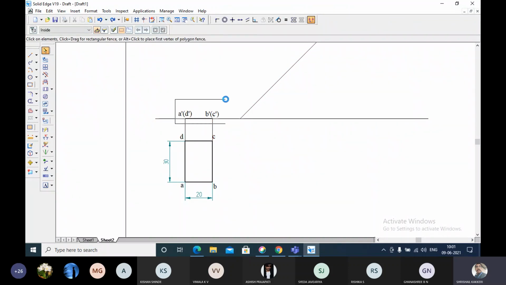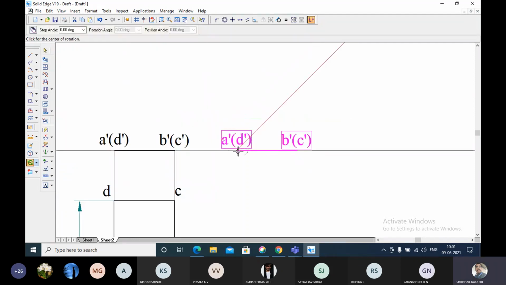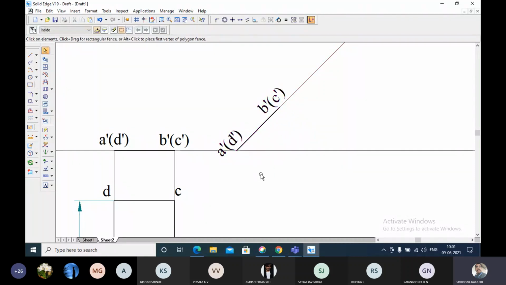Now select all these together. Move from end of this one to end of this one, and next go to rotate. Go to rotate. If you want, you can zoom this and see. Go to rotate. The rotating point is this one. Any point on this must be coinciding with this one.